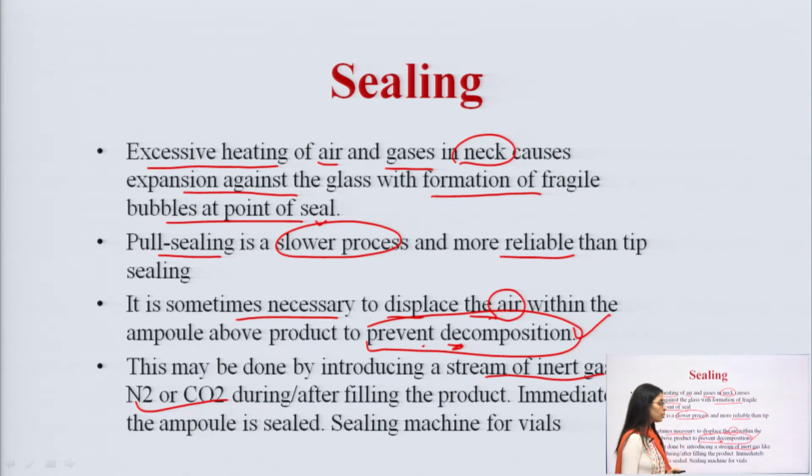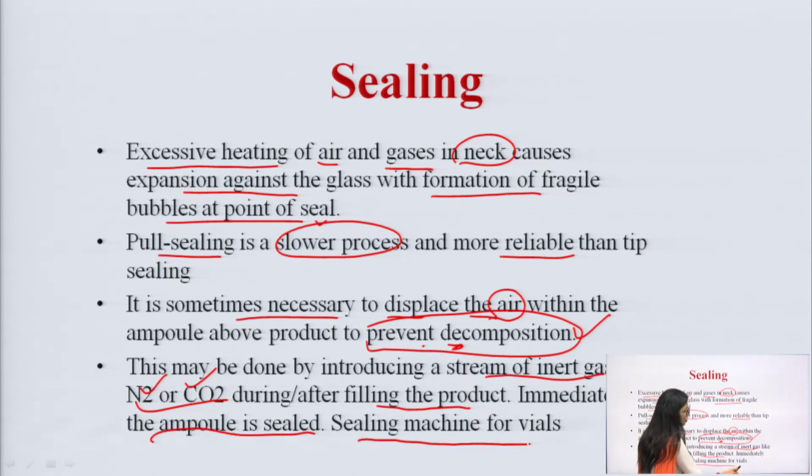product. Okay. So what we are going to do? We are providing a stream of inert gas such as nitrogen or carbon dioxide, which is helpful for removing all the air inside it. Immediately the ampule is sealed. Sealing machine for vials.